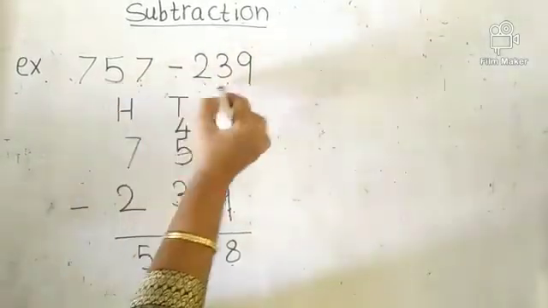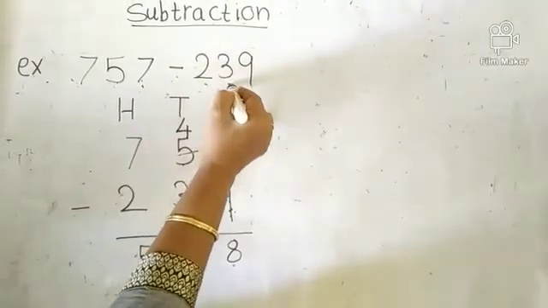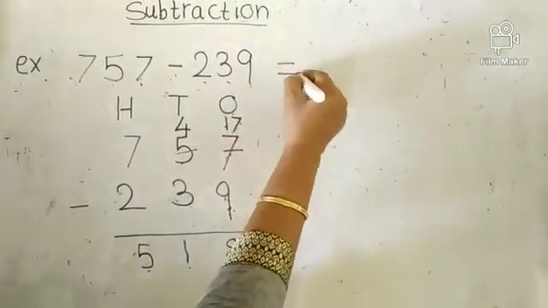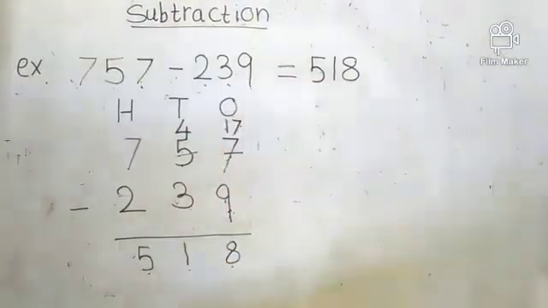In horizontal position, 757 minus 239 is equal to 518. Okay.